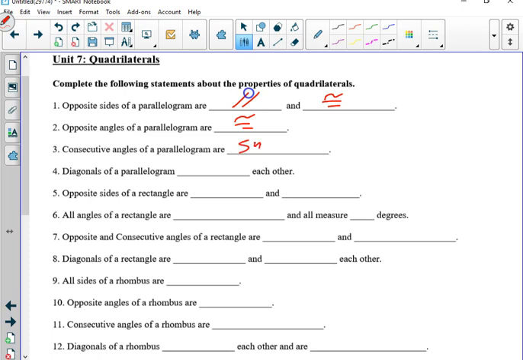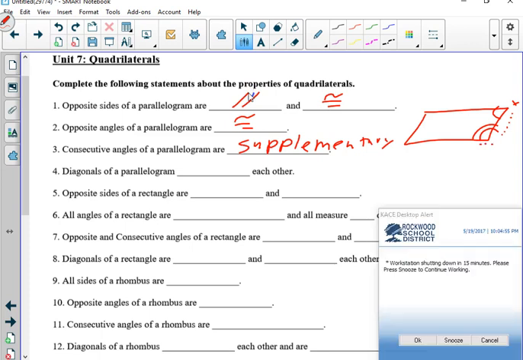Consecutive angles are supplementary. Remember, consecutive means one after the other. Supplementary. So if I have this angle and this angle, those are supplementary. As if I was on a walk, and I started walking here, and I hit this angle, that's the next one I hit, that's the next angle. Okay? Consecutive.